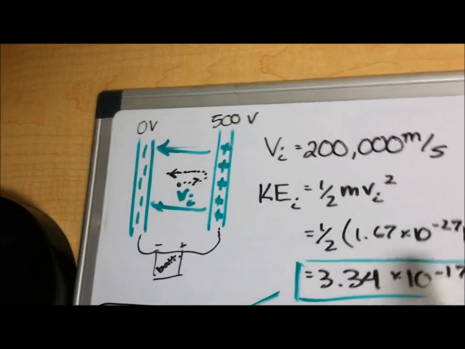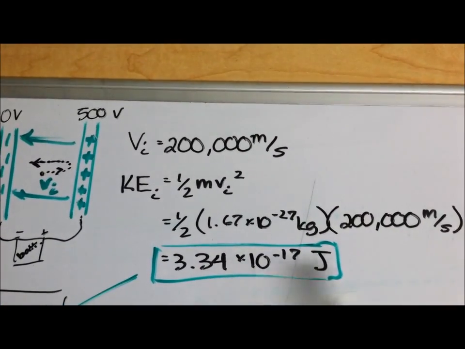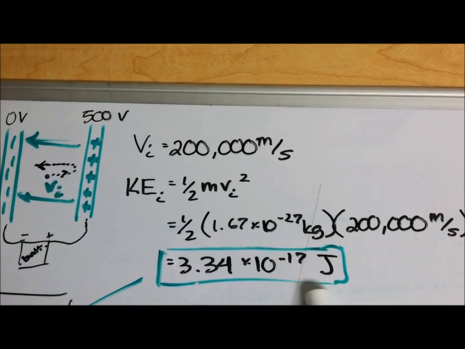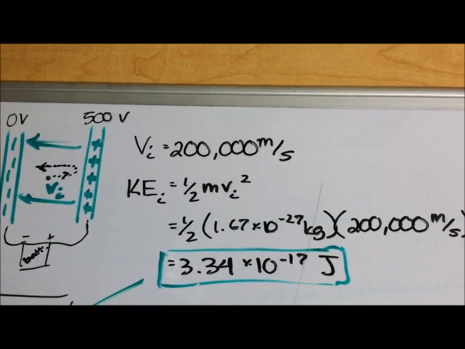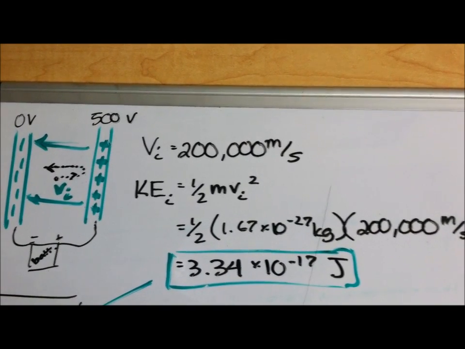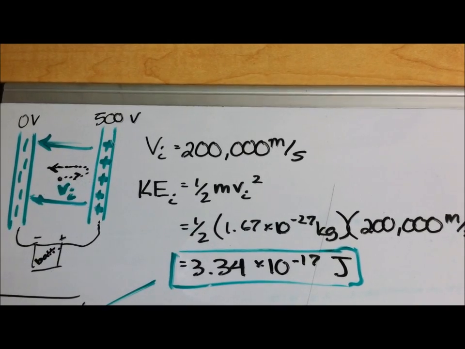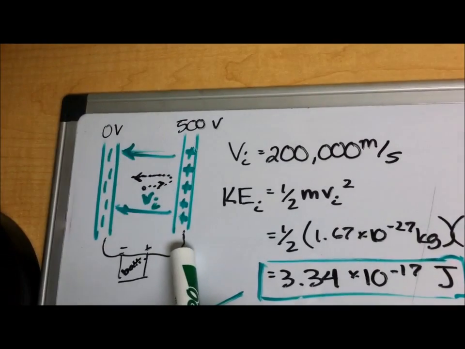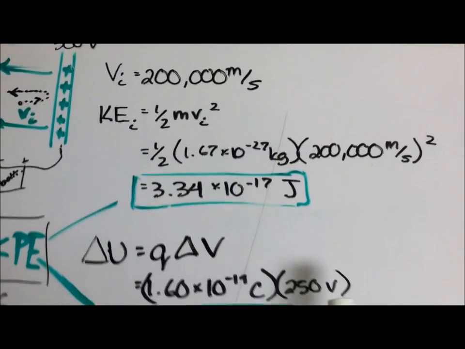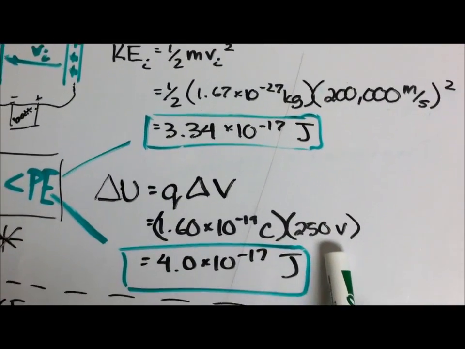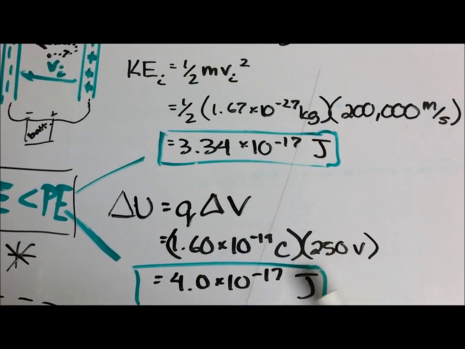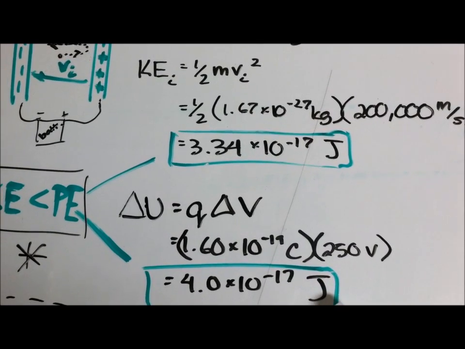So first I started by solving for the kinetic energy here, 1/2 mv squared, and got 3.34 times 10 to the negative 17th joules. That's the energy it's going to have when it's shot. In order to reach the 500 volt plate, we use delta U equals Q delta V. The change in the volts is 500 minus the midpoint 250, so it's going to be 250 volts here. And that's going to be 4.0 times 10 to the negative 17th joules. That's the energy it would need to get to the positive plate.